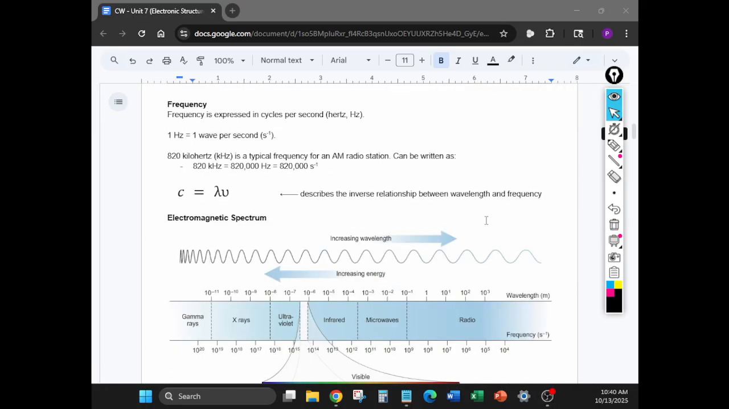All right, so we talked about frequency already. Now, frequency, let me just reiterate, it's basically how many waves come per second.